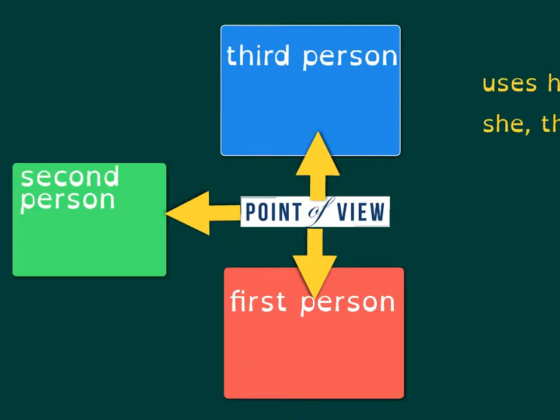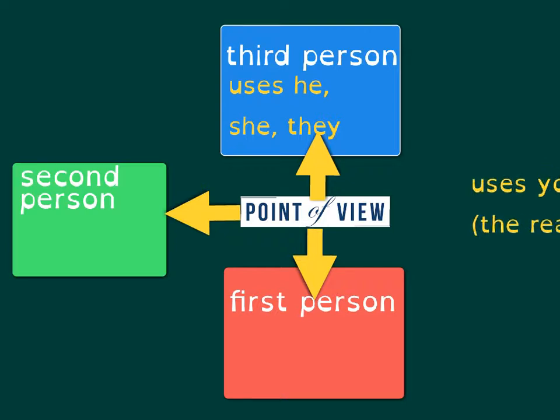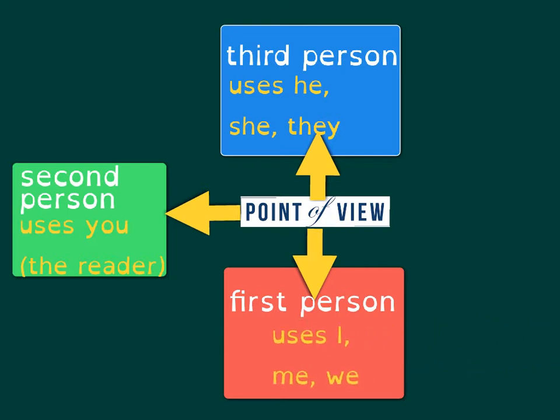Third person point of view uses pronouns like he, she, and they in the narration of the story. Second person point of view uses pronouns like you and addresses you, the reader. First person point of view uses pronouns like I, me, or we, and really the narrator is saying, I went to the store, we did this.